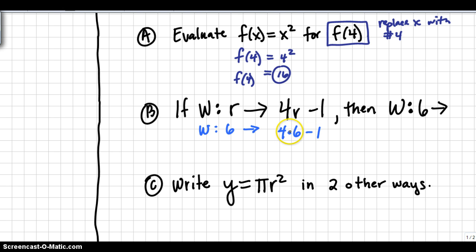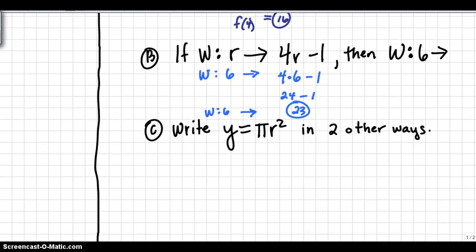I also included a dot here for multiplication because when numbers and letters are next to each other, multiplication is indicated. Now for this portion of the problem, I need to simplify using the order of operations. 4 times 6 is 24, and that takes priority over the subtraction. So 24 minus 1 is the next thing I would show, and when I calculate there, I get 23. So you'd finally say there, W maps 6 onto 23.